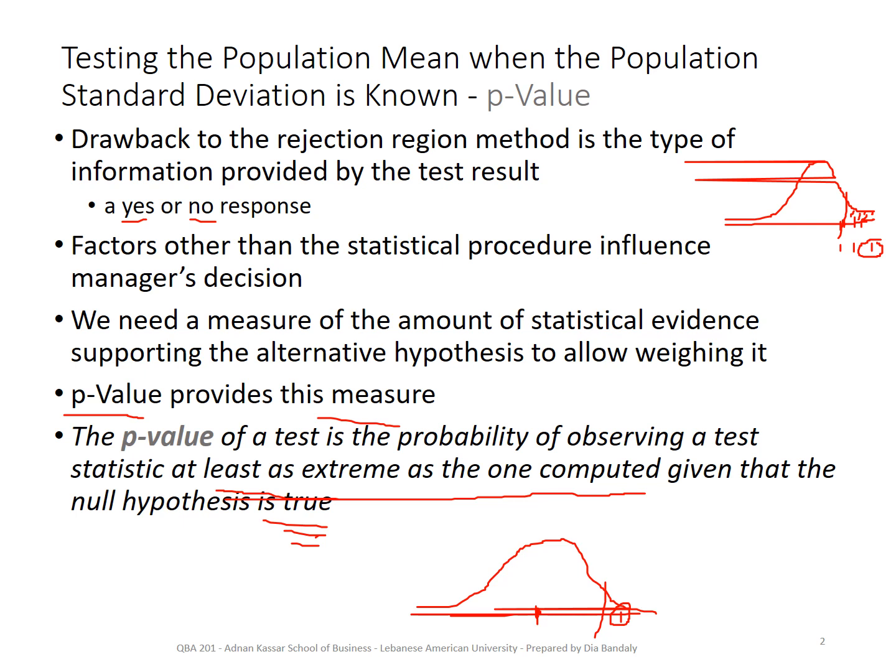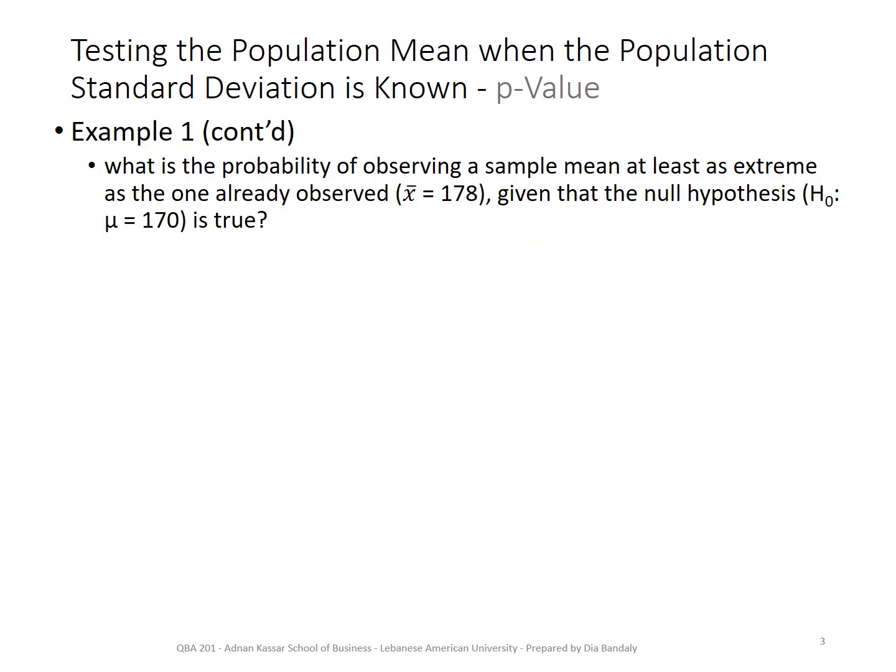Okay, so the p-value in this case will be the probability that X is greater than 178. This is the p-value. It gives us a very, very good quantitative measure for our evidence. All right, so let's find the p-value that we have in the previous example.